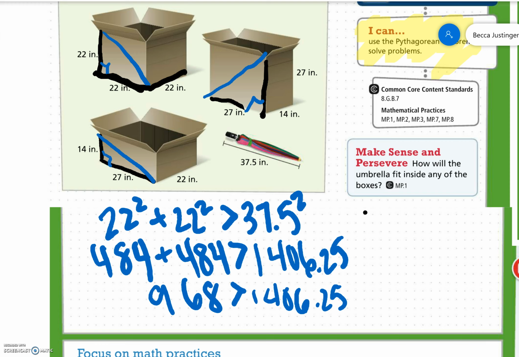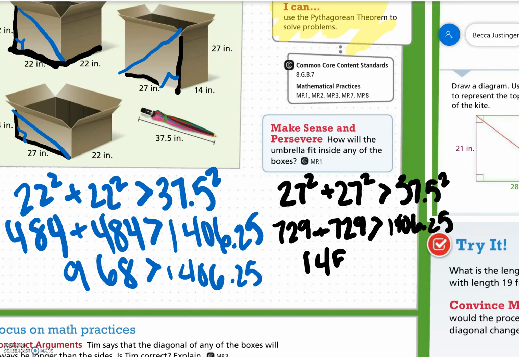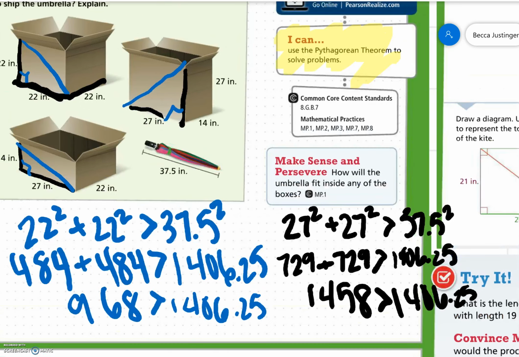Let's try 27 by 27. 27 squared plus 27 squared has to be greater than 37.5 squared. Well, we already know 37.5 squared is 1,406.25. So what is 27 squared? 729 plus 729 equals 1,458. That is greater than 1,406.25. So we should use this box.